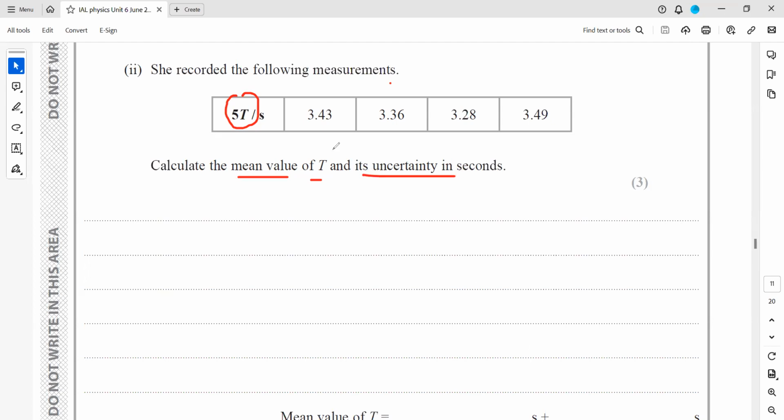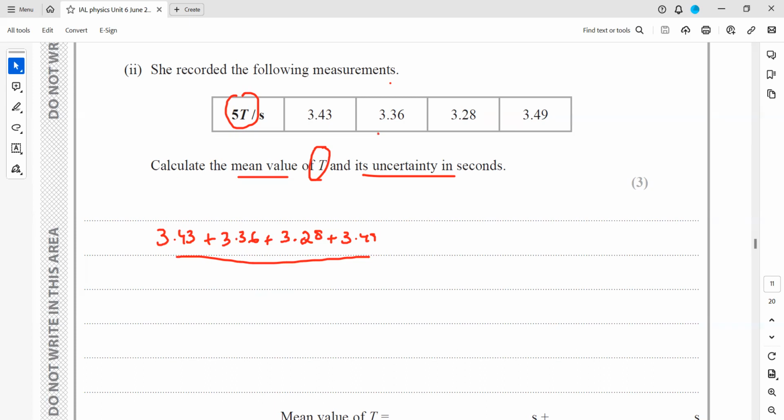First, we want to calculate the mean value for the time, meaning the time period. So how can we work out the mean value of the time period? First, we'll take a mean of these 4 values, and then we'll divide it by 5 so that we get the average for 1 oscillation. So we have 3.43, 3.36, 3.28, and 3.49. If any value appears to be anomalous, not in the range, we'll ignore that.